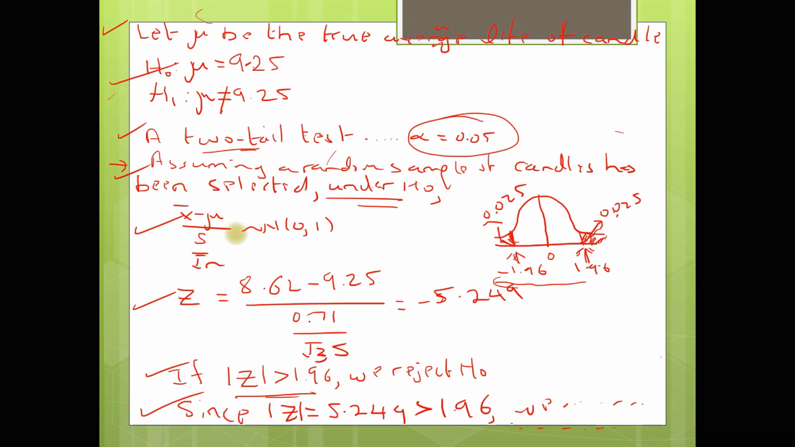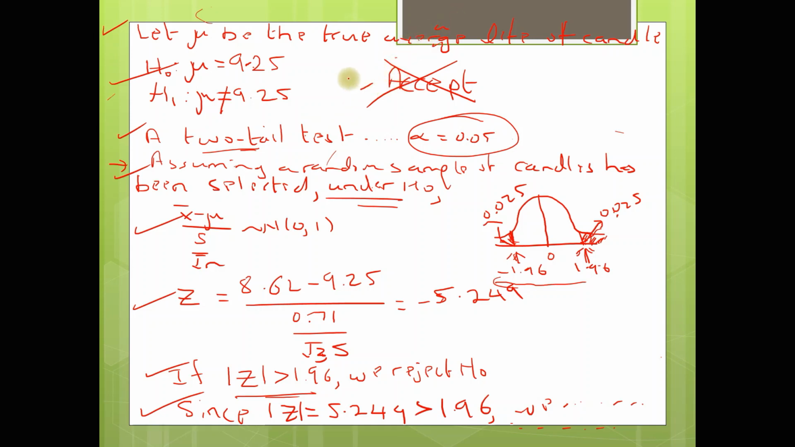However, I want to draw your attention towards something. If you're not going to reject the null, do not use the word accept. Never use the word accept. Don't say we accept the null. You always say you do not reject, or you have insufficient evidence to reject. Because by standard, you should not use the word accept.